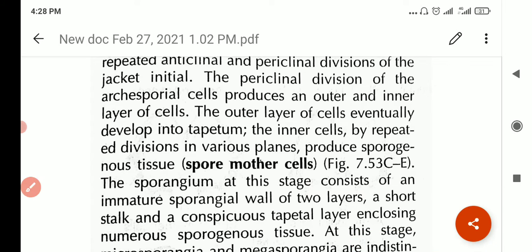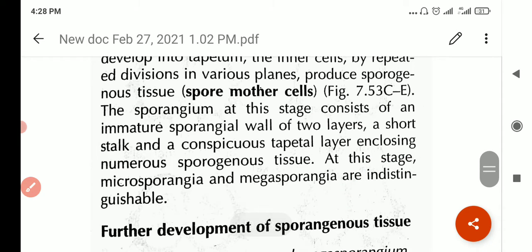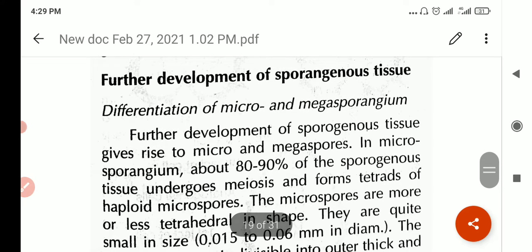Now the sporangium at this stage will consist of the immature sporangial wall of two layers, a short stalk and a tapetal layer which contains the sporogenous tissue. Then from this stage, they will develop in different ways accordingly, whether it will develop into microspore or megaspore. So now let's see how it will develop into the microspore and the megaspore.